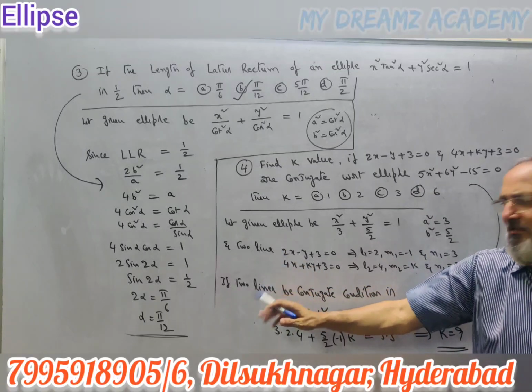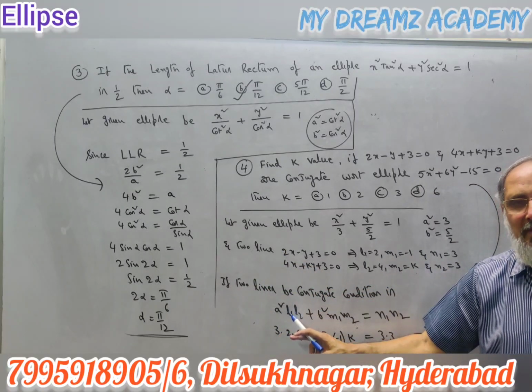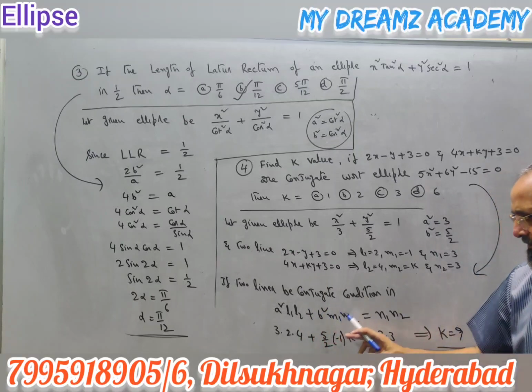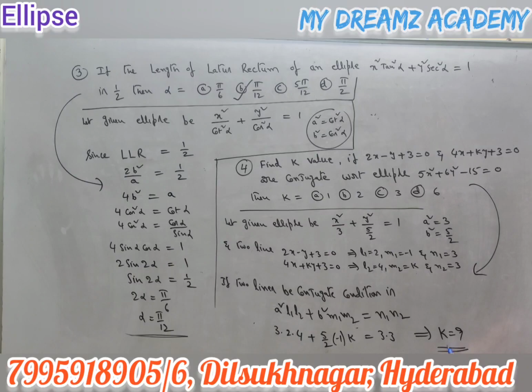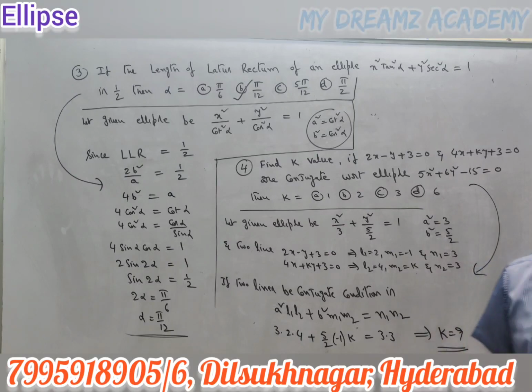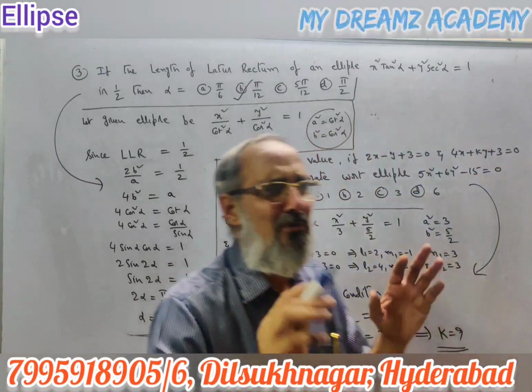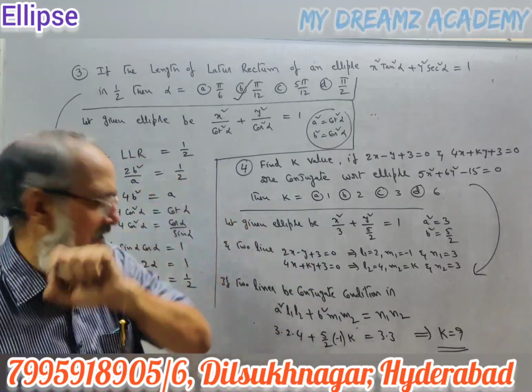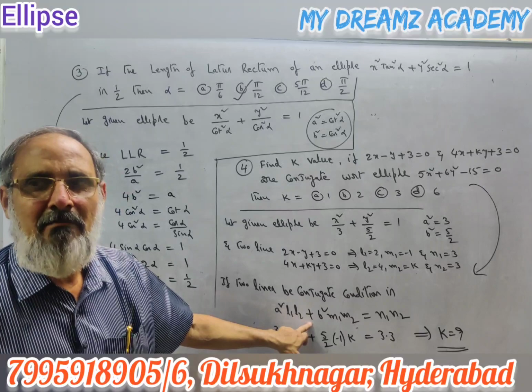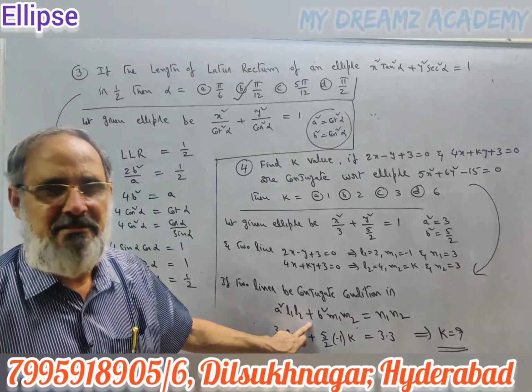Just substitute in the condition: a square L1 L2 plus b square M1 M2 equal to N1 N2. Substitute all the values, we will get directly k is 9. This is very, very important. Suppose the same question comes in hyperbola, the only change is what? Minus will be coming, the rest will be as it is.